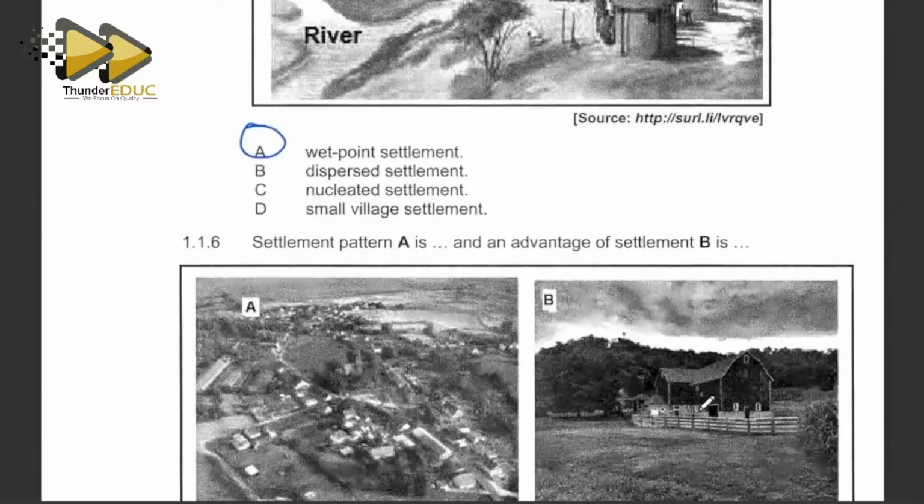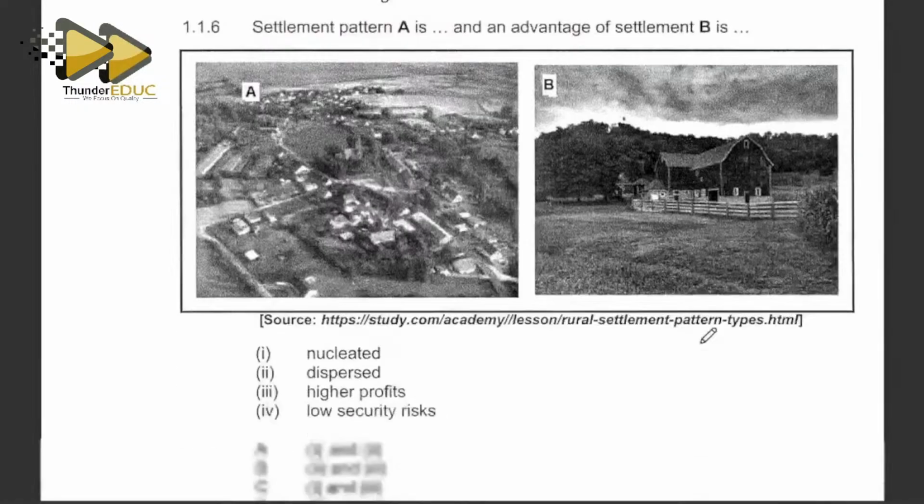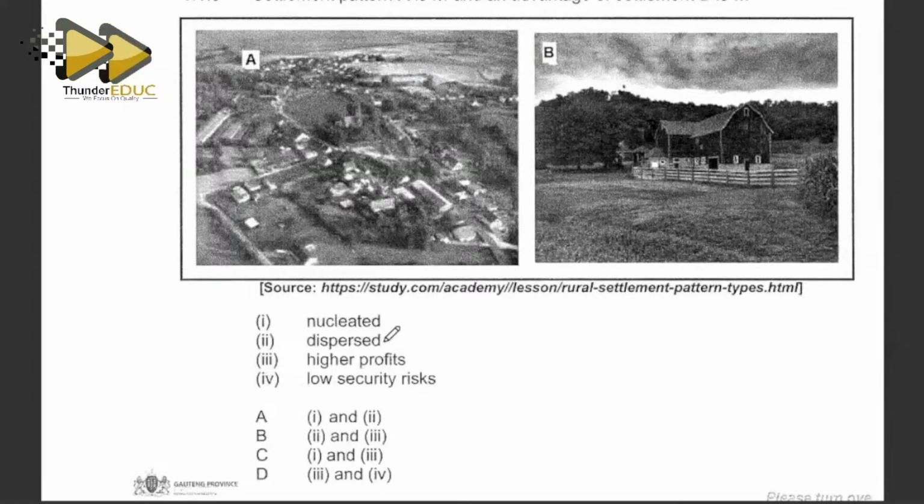All right, we move on. A settlement pattern A is dash, and an advantage of settlement B is. But if you look at settlement A, you can see that the homesteads are closer to each other. And if you look at B, it's an isolated farmstead or a dispersed farmstead. So we want to identify the pattern at A. We only have two patterns, nucleated or dispersed. So this one is nucleated for the sake that the houses are close to each other from what we are seeing there. It's a nucleated settlement.